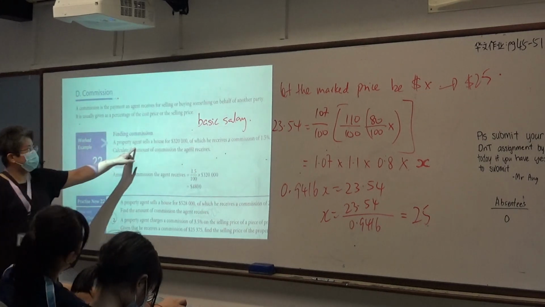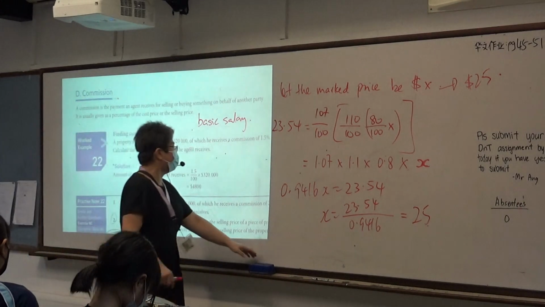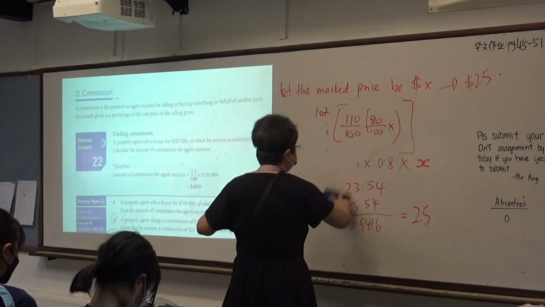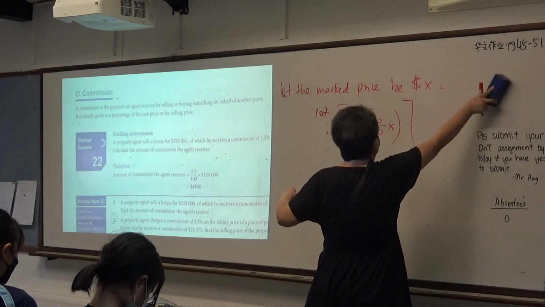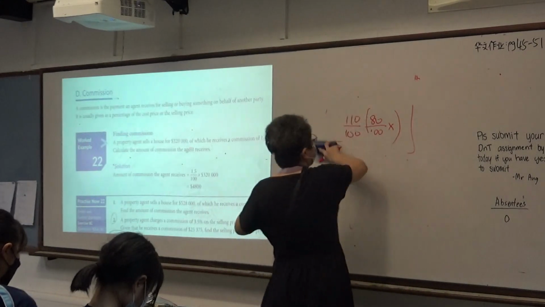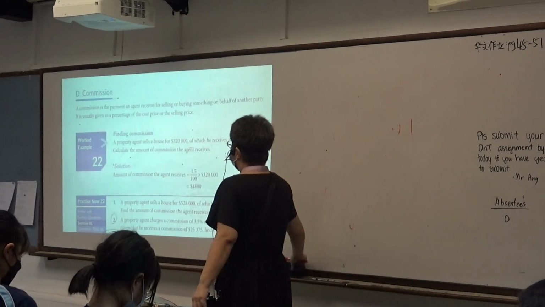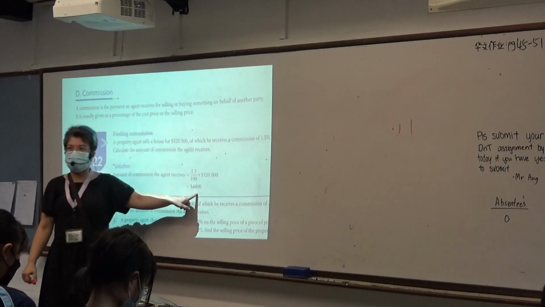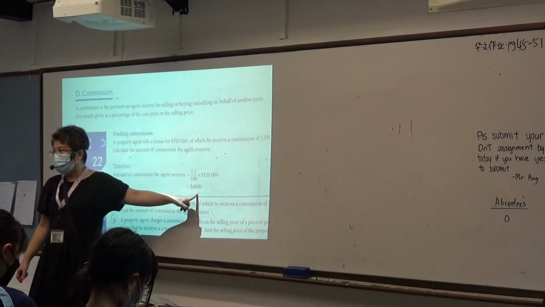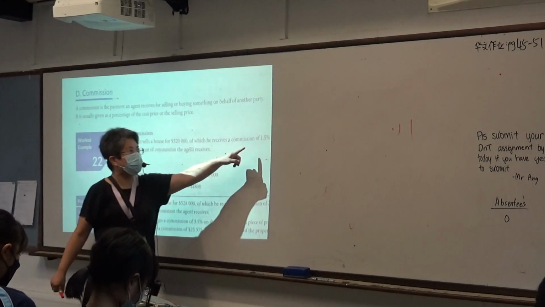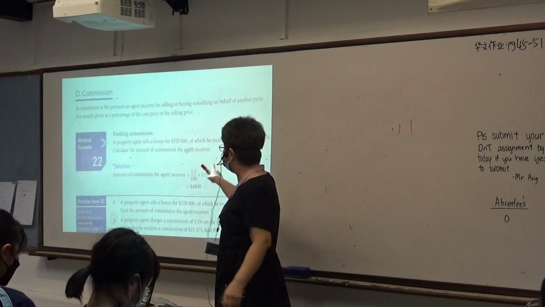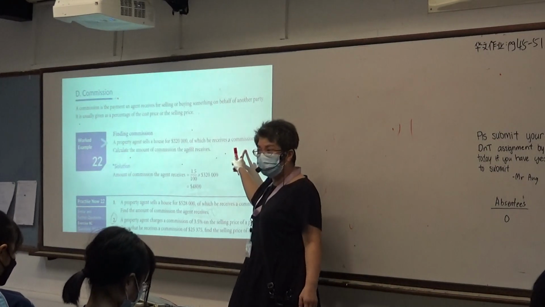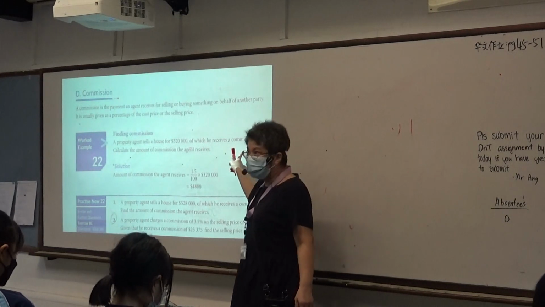A property agent sells a house for $320,000. He receives a commission of 1.5%. Calculate the amount of commission the agent gets. That means 1.5% of this, you will get 4,800. But you will ask me, how come the percentage is so low? Because for a house, they're selling at a very high price. So if the percentage is still very high, then this becomes a millionaire in effect. That's what I'm talking about.